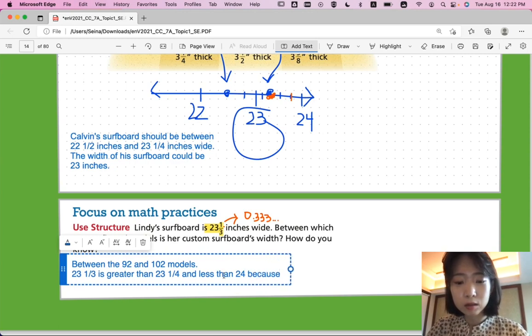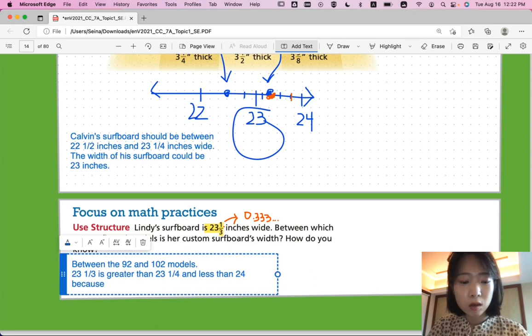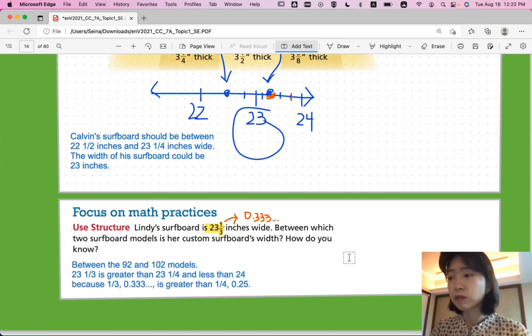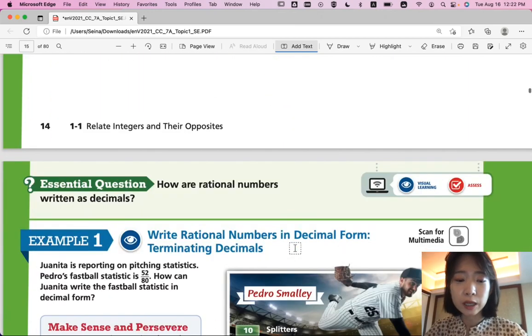Because 1/3, 0.333 repeated, is greater than 1/4, 0.25. So you can draw a number line to compare them, and if they're too close, you can change them into decimals to compare them too. Okay, let's look at the next page.